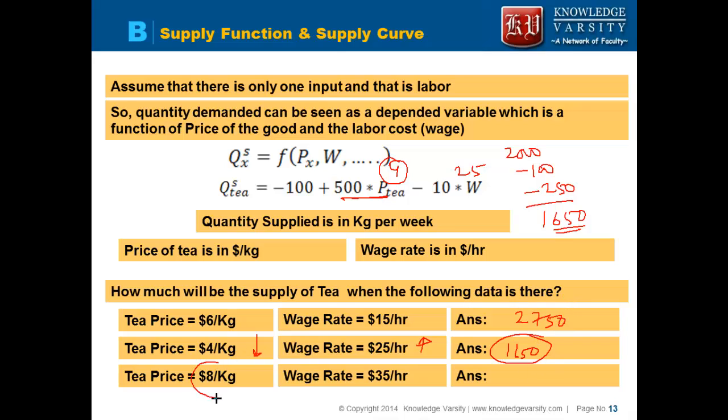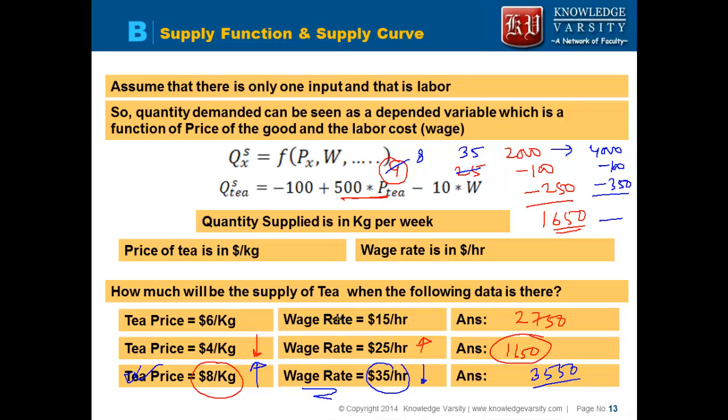What will happen if the tea price is increased? You will be willing to supply more, but here the wage rate has also decreased. So this has become 8, and this has become 35, so this becomes 4000, minus 100, and minus 350. The impact of the wage increase is not as much as the impact of the price. So you are willing to supply more: 4000 minus 450, you are willing to supply 3550 kg. So price has more impact on the quantity supplied compared to the wage rate.